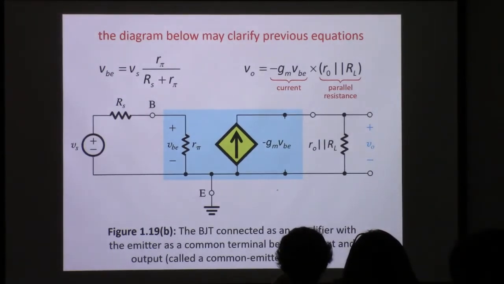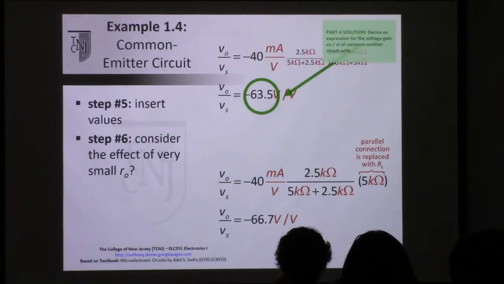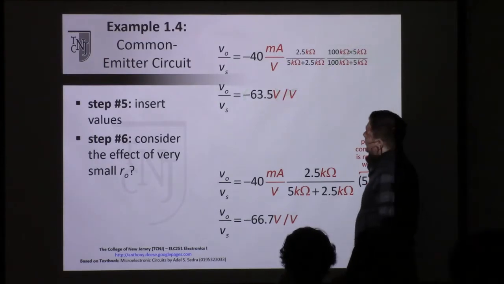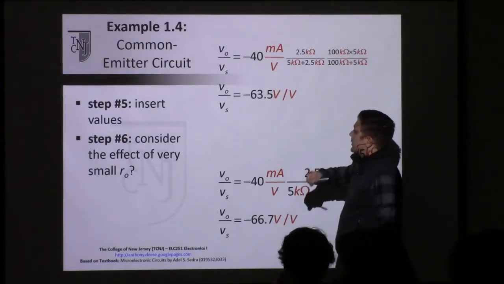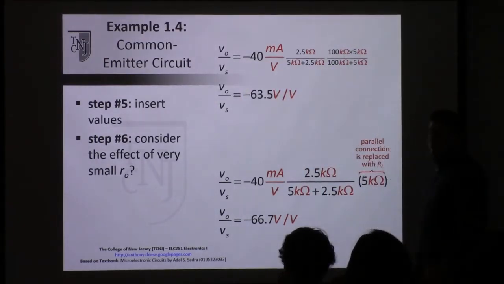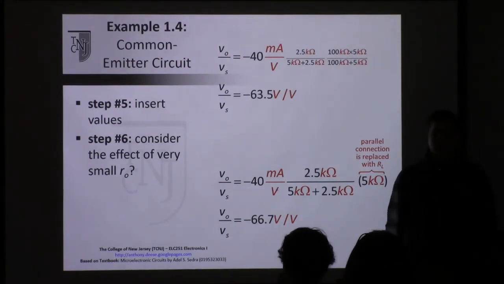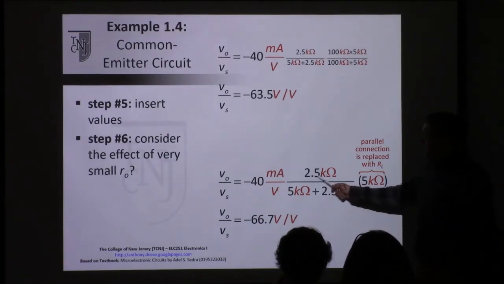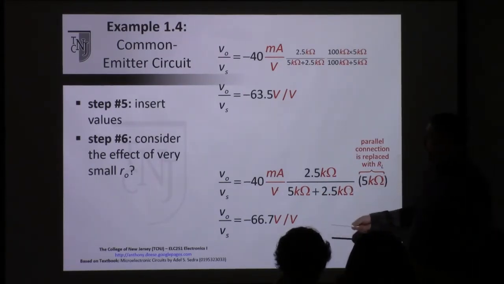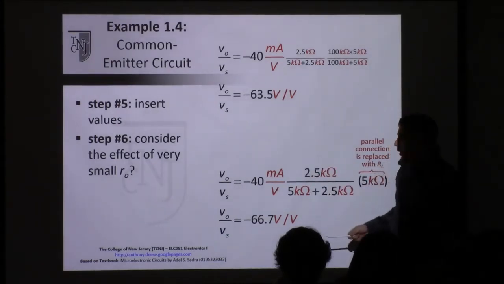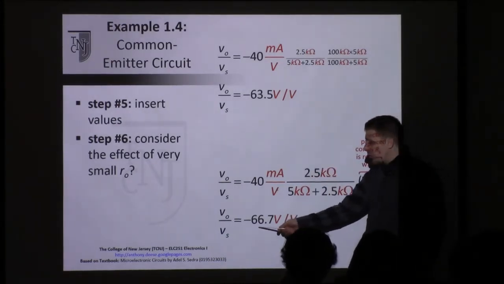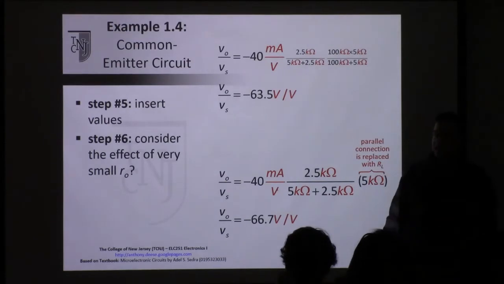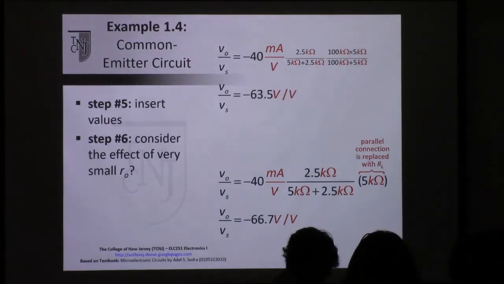Now we could plug in the numerical values, which I didn't do yet. If we plug in the numerical values, we end up with a value of negative 63 times. And if you wanted to get that in decibels, you could do 20 log base 10 of negative 63. This down here is just showing the effect of RO and essentially showing what happens if we eliminate RO: it increases our gain slightly to negative 67 times.